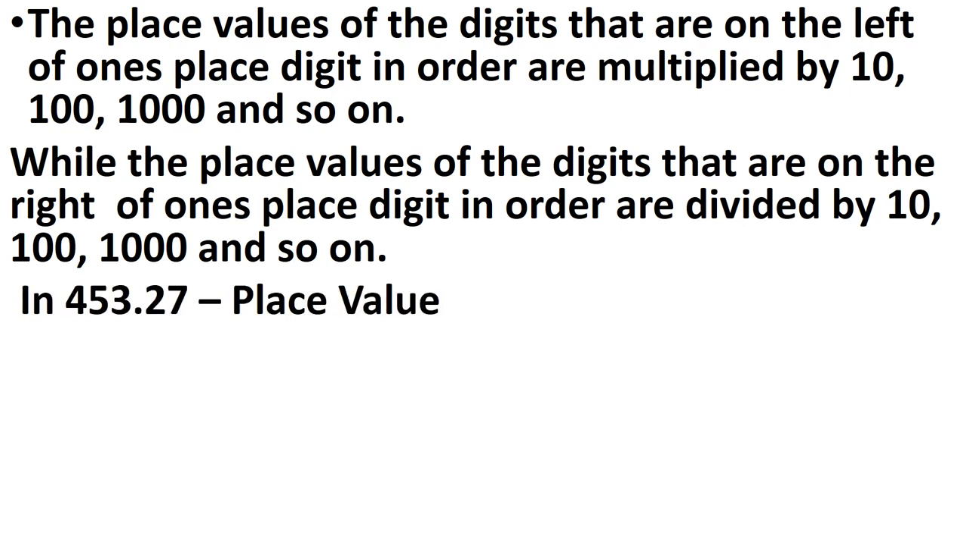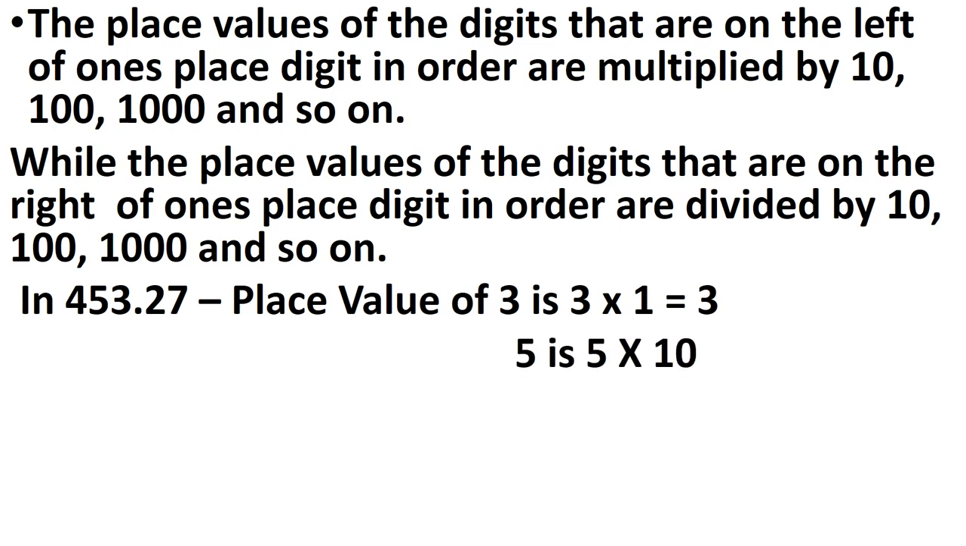In 453.27, the place value of 3 is 3 multiplied by 1, that is 3, because 3 is at the ones place. So to find the place value of 3, we multiply 3 by 1. The place value of 5 is 5 multiplied by 10, which is 50, because 5 is at the tens place. The place value of 4 is 4 multiplied by 100, that is 400, because 4 is at the hundreds place.